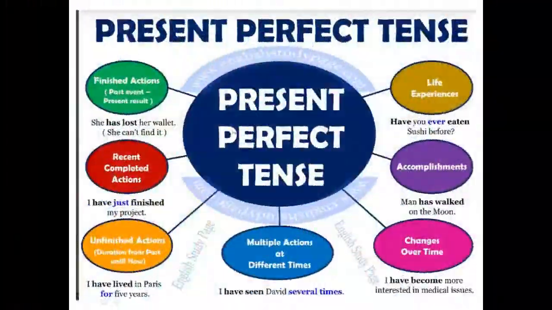So, very first, we have a slide of present perfect tense. In the present perfect tense, the sentence is, have you ever eaten sushi before? This tense shows the life expressions. Now, the second is, man has walked on the moon. This sentence shows the accomplishment. I have become more interested in magical shoes. The sentence shows the changes over time.